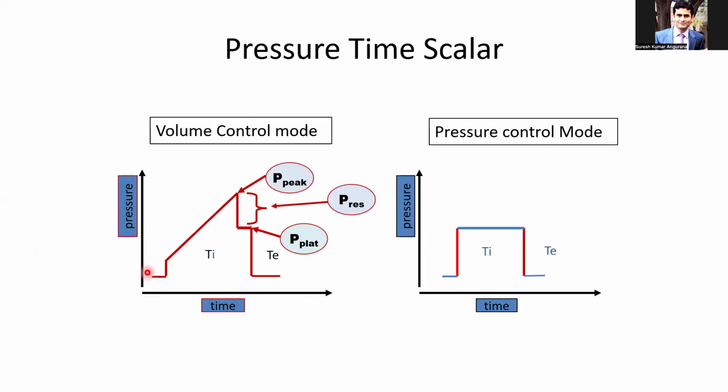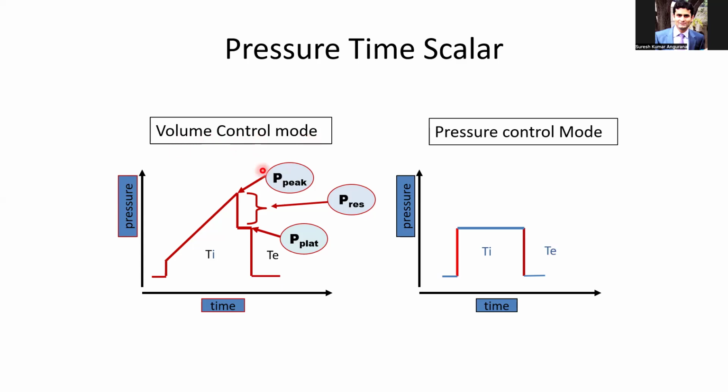Pressure time scalar: pressure is plotted on the y-axis and time on the x-axis. Again, there is a difference between volume control and pressure control modes in how the pressure time scalar looks. In pressure control mode, the pressure time scalar looks square shaped. There is a rapid increase in the set pressure, that is the peak inspiratory pressure, which is maintained during the duration of inspiratory time, and then there is a fall in pressure to the baseline pressure, which is maintained during the expiration or expiratory time.